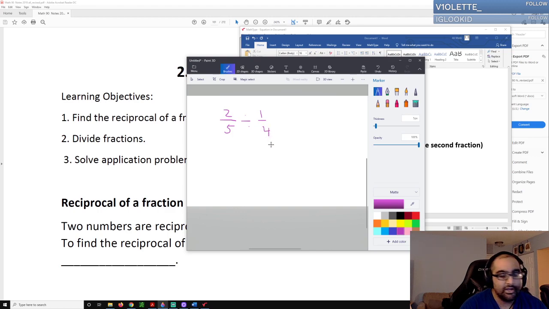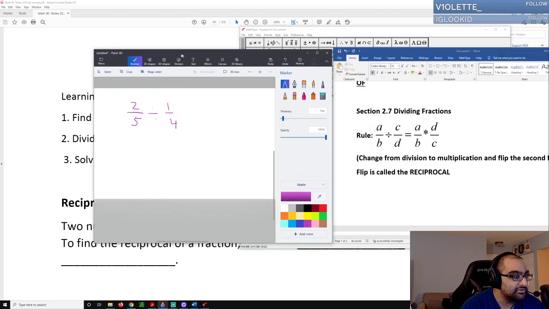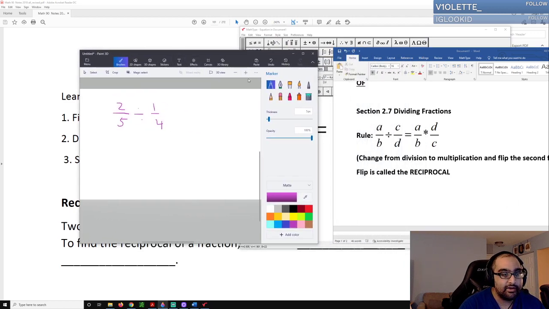Okay, so let's do 2/5 divided by 1/4. If we go ahead and do this out, how do we divide these two fractions? Let's use the rule that we have. We're going to rewrite it as a multiplication problem. So we'll have 2/5 times, and then we're going to flip 1/4 around.